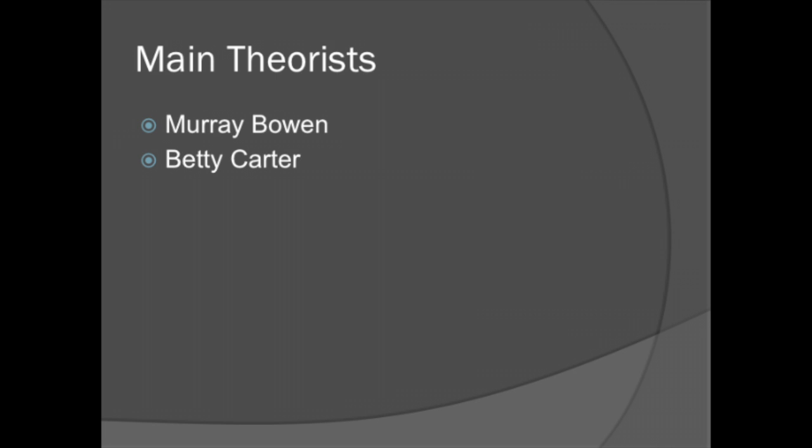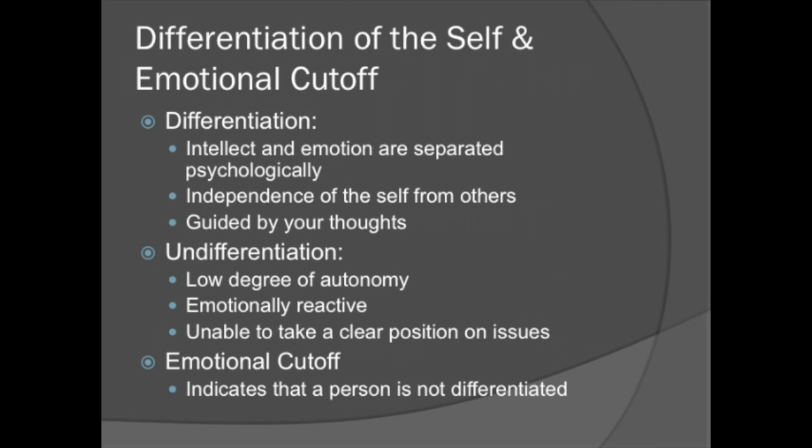Betty Carter was a major contributor to multigenerational family therapy. Carter integrated gender issues as part of family therapy, and she created an appreciation for diversity of culture. With Monica McGoldrick and Nydia Garcia Preto, she developed the family life cycle perspective. There are 8 key concepts that are central to Bowen's theory. The first two are differentiation of the self and emotional cutoff.